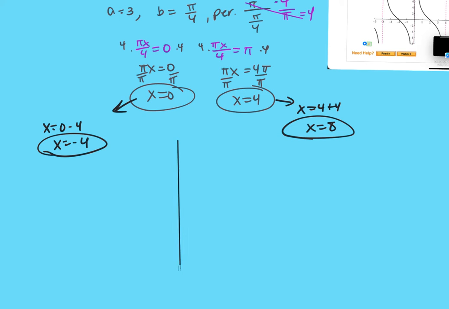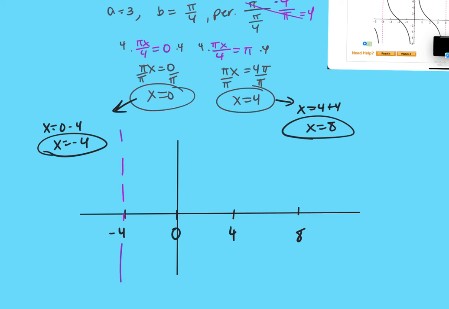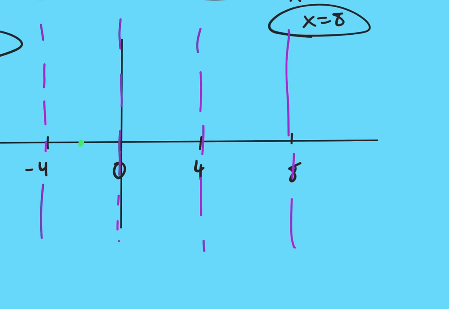So now I'm going to draw my grid. I only have one negative, then a 0, then a positive, then an 8. Those are my asymptotes. Halfway point between each. Okay, so the halfway point between -4 and 0 is -2. Between 0 and 4 is 2, and between 6 and 8 is 6. Keep going.